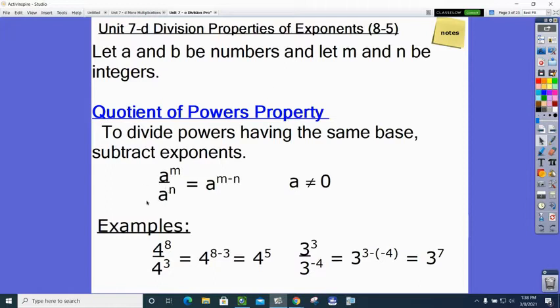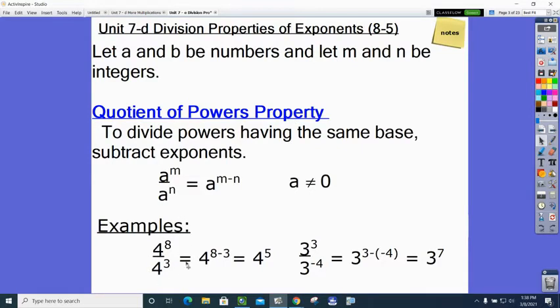So when you divide powers that have the same base, you write the base, and it's the top exponent minus the bottom. The order matters in division. Also realize that your base can't be 0 because you can't divide by 0.